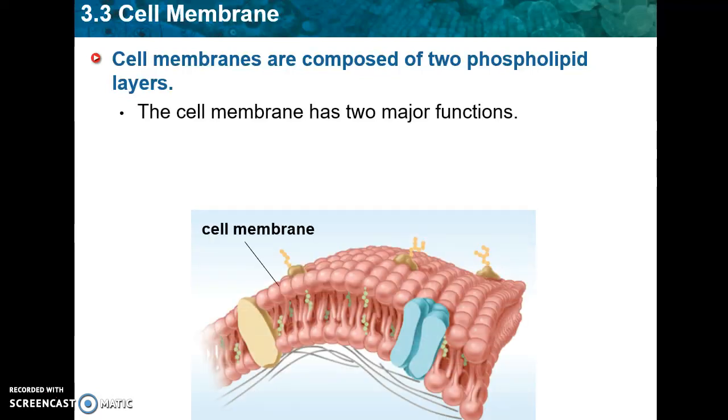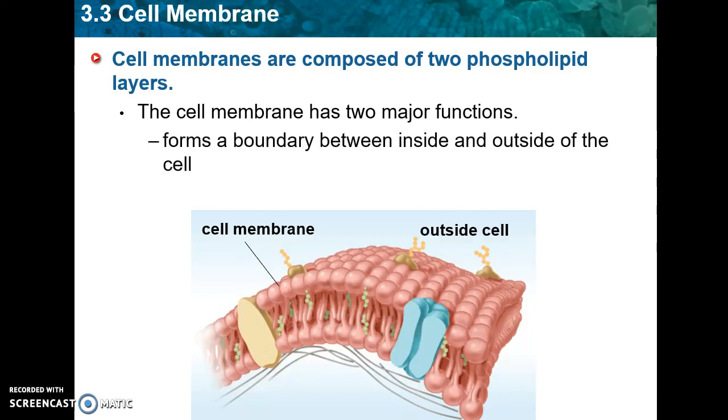So it has two major functions. This is kind of what an artist drawing of it looks like. You see this kind of drawing when you're talking about the cell membrane quite a bit. That's what it looks like. It's going to form a boundary between inside and outside of the cell, and it's going to control the passage of materials. So it's the security guard in your cell. It makes a boundary between the inside and outside of the cell, but it's also going to say who can come in and who cannot.